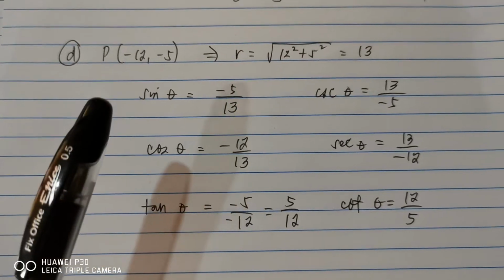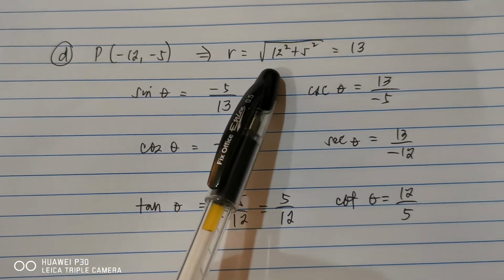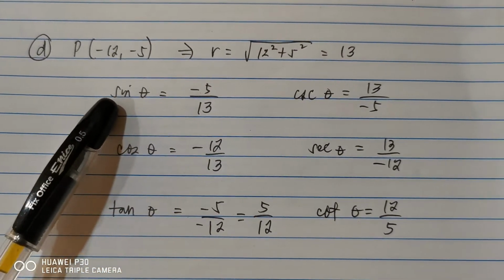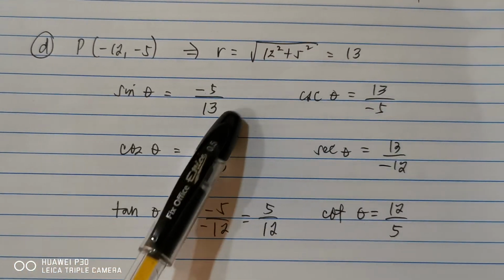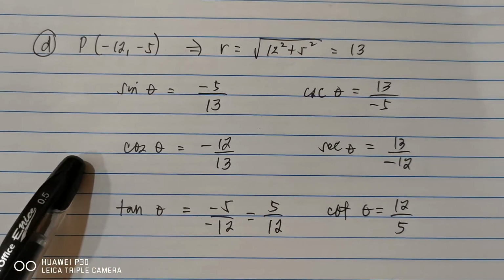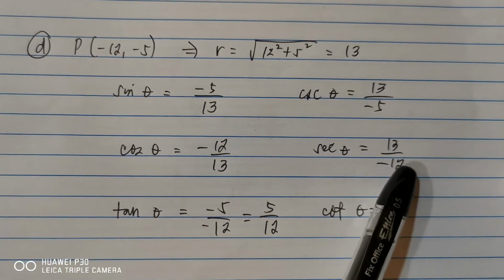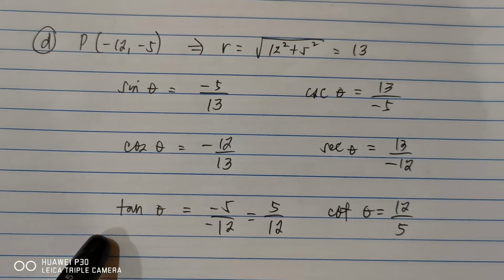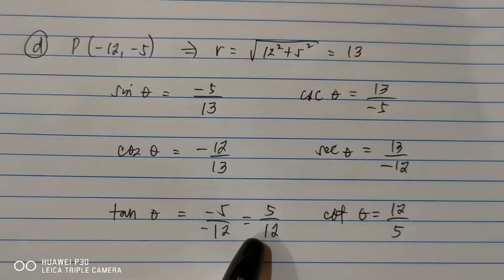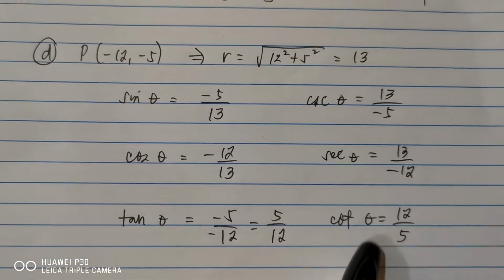Letter D is P of (-12, -5). So, to find r, we use the Pythagorean theorem and obtain r equal to 13. So, sine theta is y over r. So, negative 5 over 13. The reciprocal, cosecant theta, is 13 over negative 5. Cosine theta is x over r, negative 12 over 13. Secant theta is the reciprocal, which is 13 over negative 12. Tangent theta is y over x, so we have negative 5 over negative 12, or 5 over 12. Cotangent theta is the reciprocal of tangent theta, which is 12 over 5.